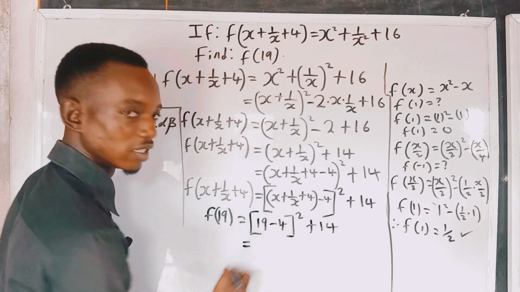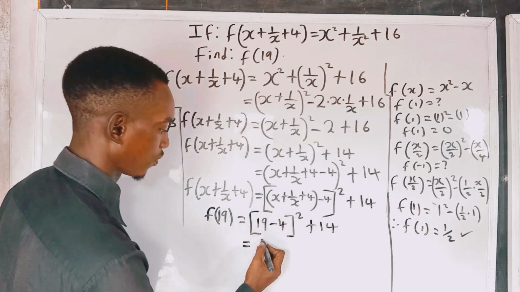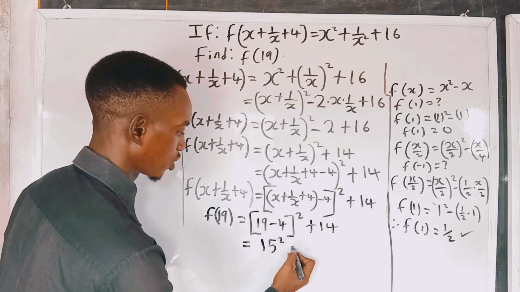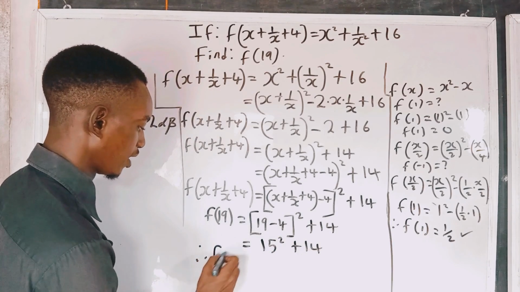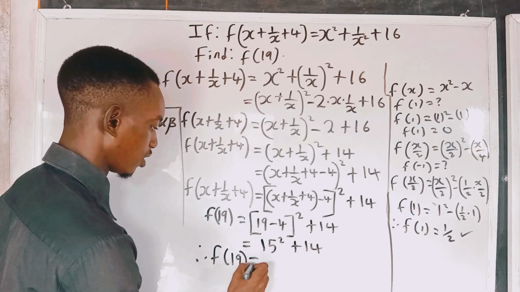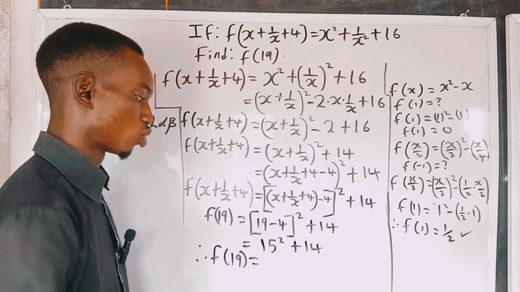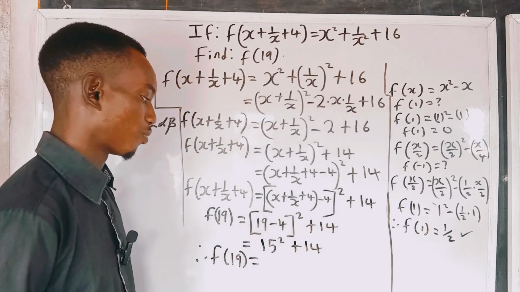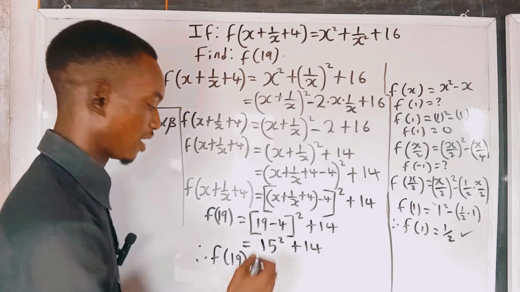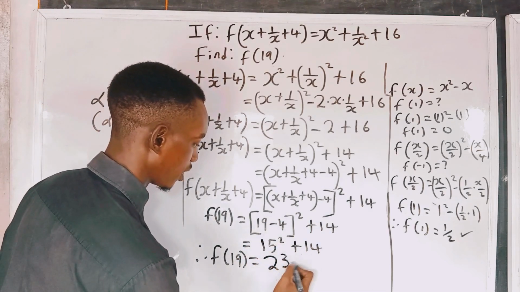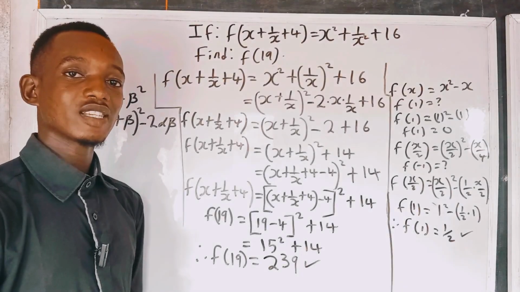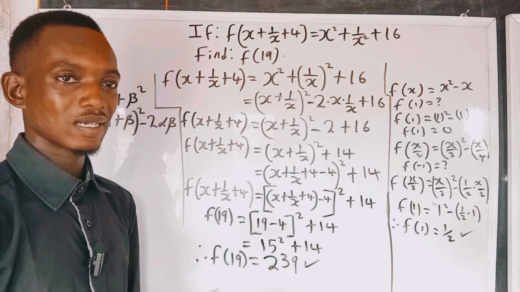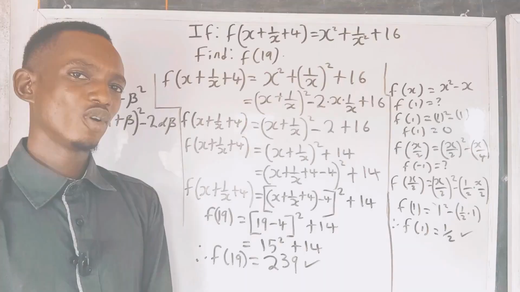So 19 minus 4 gives us 15, so 15 squared plus 14. Therefore, finally, f of 19 is going to be 15 squared, which is 225, then 225 plus 14 gives us 239. So we have 239 as our final answer. Very, very simple. Can you see that function notation just has to do with direct substitution? It's not hard. We understood this.